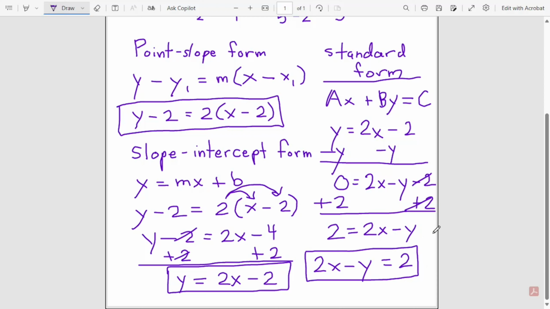Now, what are the advantages of these forms? Well, the point-slope form, you can easily get it from 2 points. So that's why I worked into the point-slope form first. Slope-intercept form tells you what the slope and the y-intercept are, so that's easy. And then standard form, you can easily find the x and the y-intercepts. More about that in another video.